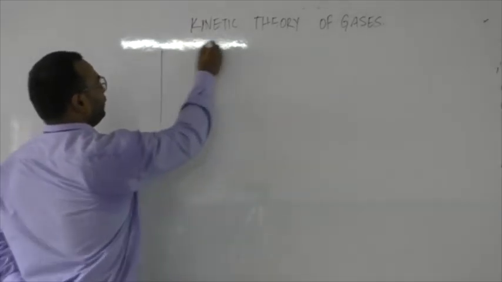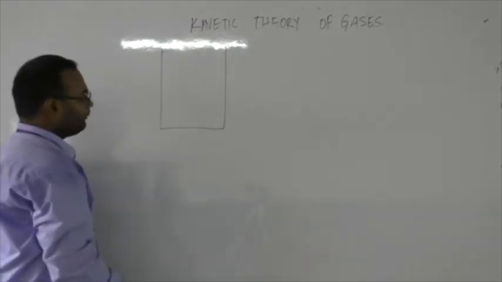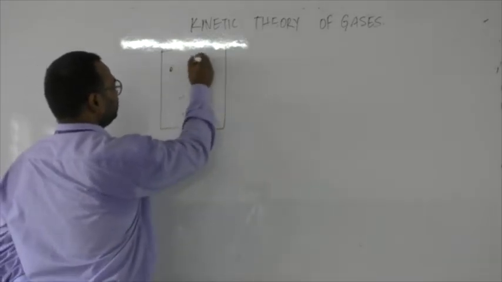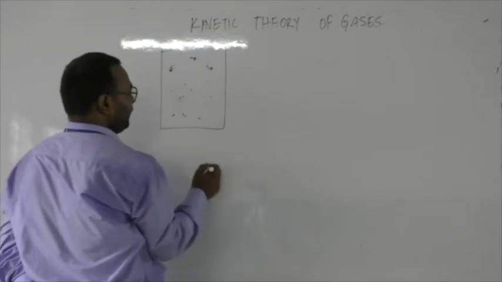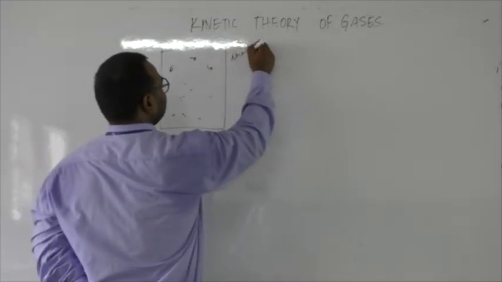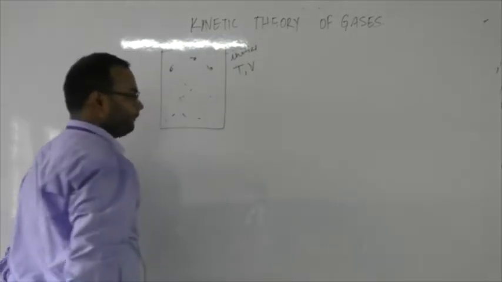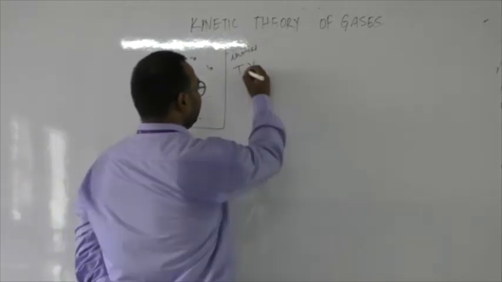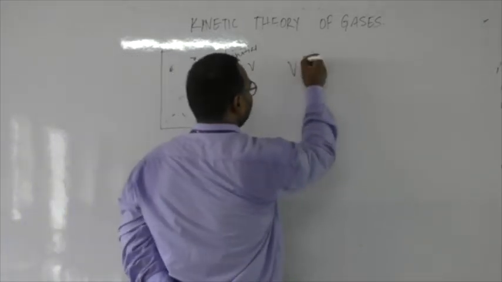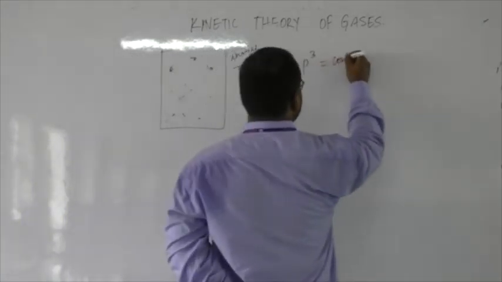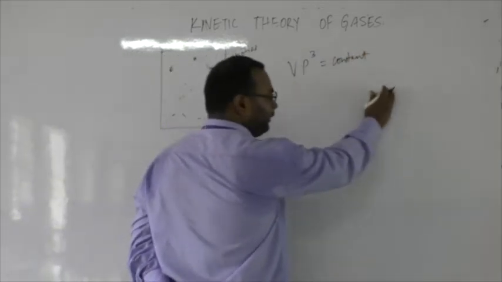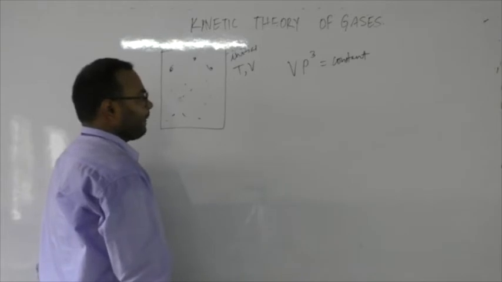Suppose a container is there with gas at some initial temperature T and volume V. But what is given is that V P cube is constant for that gas. That means the gas is not following the ideal gas equation, okay?